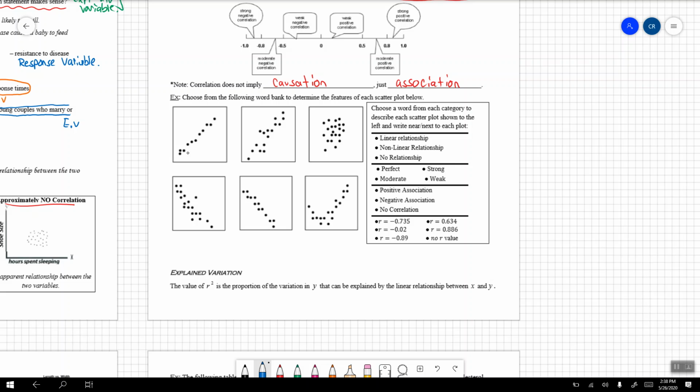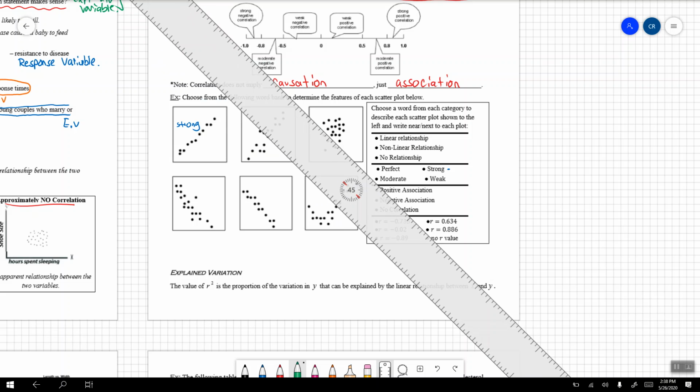Does this scatter plot appear to have some type of correlation? Right? It does appear to have some type of correlation. All right. So in here I'm going to say this has a fairly strong correlation. So that has a strong correlation. All right, nice. Now, does that appear to be a linear, nonlinear, or no relationship?